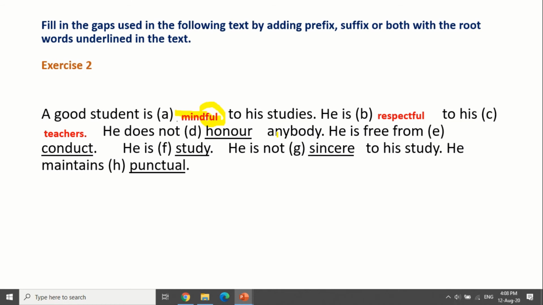Is it right? A good student is always respectful and always polite. So what we have to do? We have to make this word quite opposite of the word honor. So he does not honor. We have to add dis, then it will become dishonor, right? So he does not dishonor anybody.